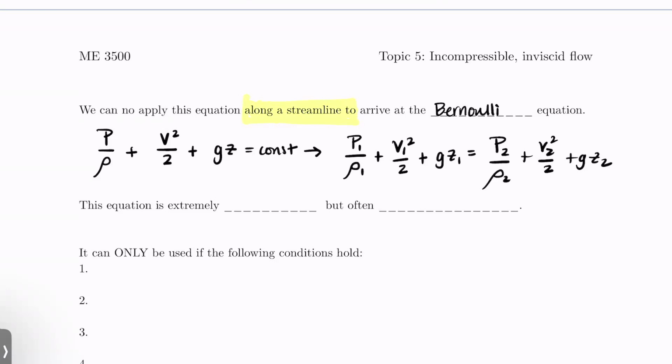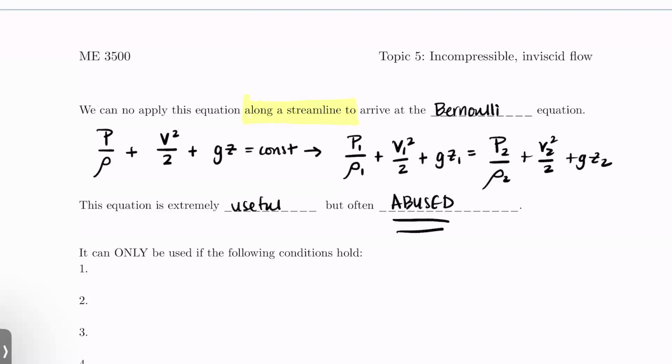So this is pretty simple, right? Compared to what we were doing last time. And because it's super simple, it's extremely useful, but it's often abused. So one of my main goals when I teach this class is that no one who comes through my class will abuse the Bernoulli equation, okay?